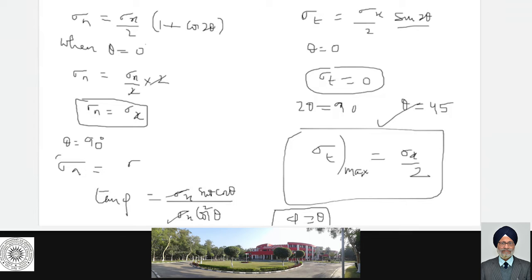So this was the case for the uniaxial stress system. Now we will see how to find out the stress on the inclined plane in the biaxial stress system.